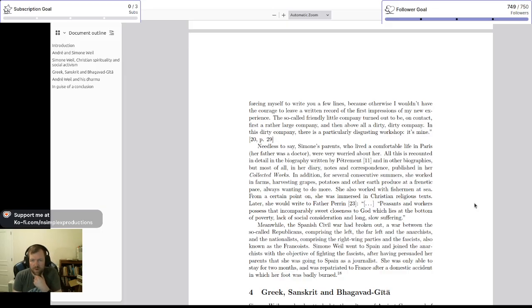Meanwhile, the Spanish Civil War had broken out, a war between the so-called Republicans, comprising the left, the far left, and the anarchists, and the nationalists, comprising the right-wing parties, the fascists, also known as the Francoists. Simone Weil went to Spain to join the anarchists with the objective of fighting the fascists, after having persuaded her parents that she was going to Spain as a journalist.